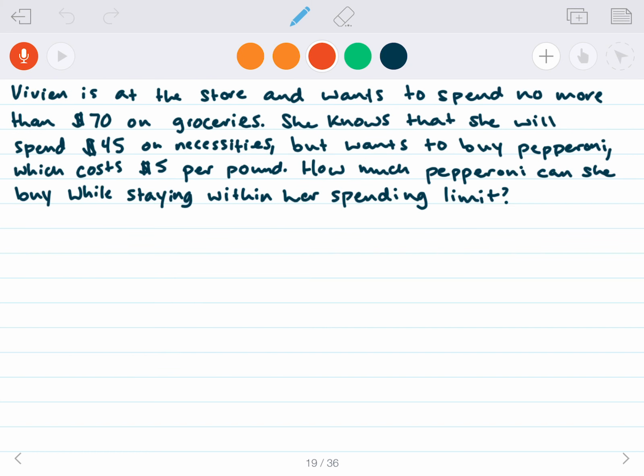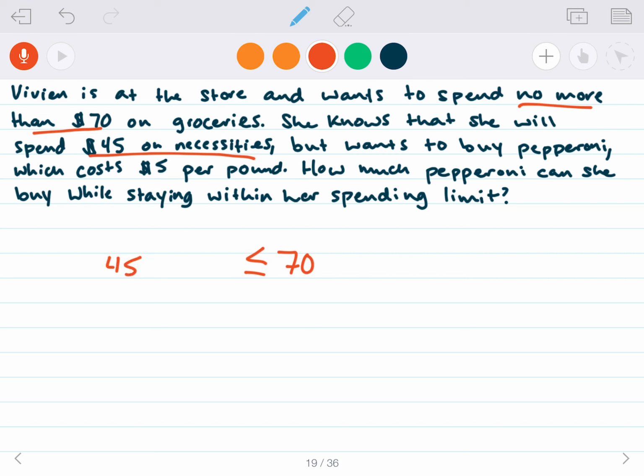Okay, Vivian is at the store and she wants to spend no more than $70 on groceries. Okay, so she wants to spend, how do we say this mathematically, no more? Well, it could be equal to $70. She could spend $70, or she could spend less than $70. So she wants to spend less than or equal to $70. Okay, so we'll start there on groceries. And she knows that she's going to spend $45 on necessities.